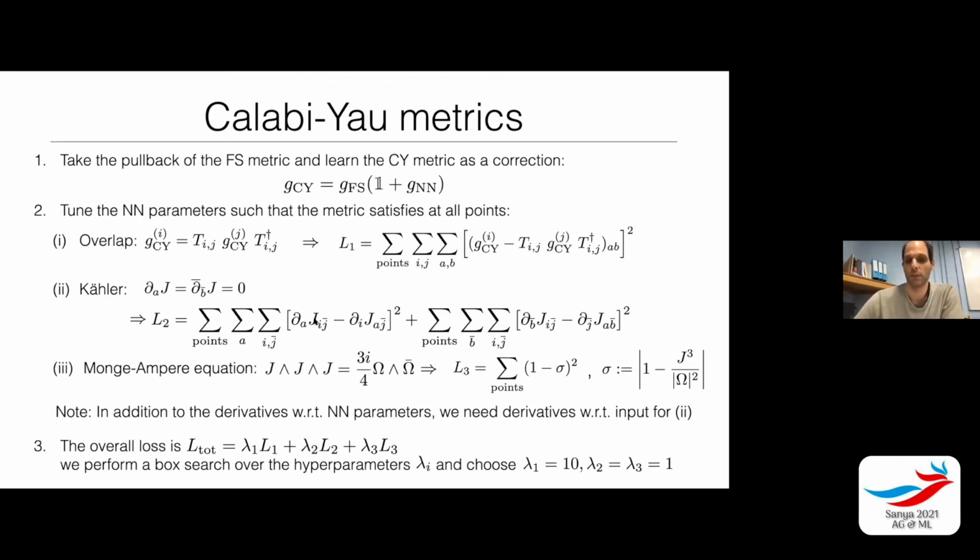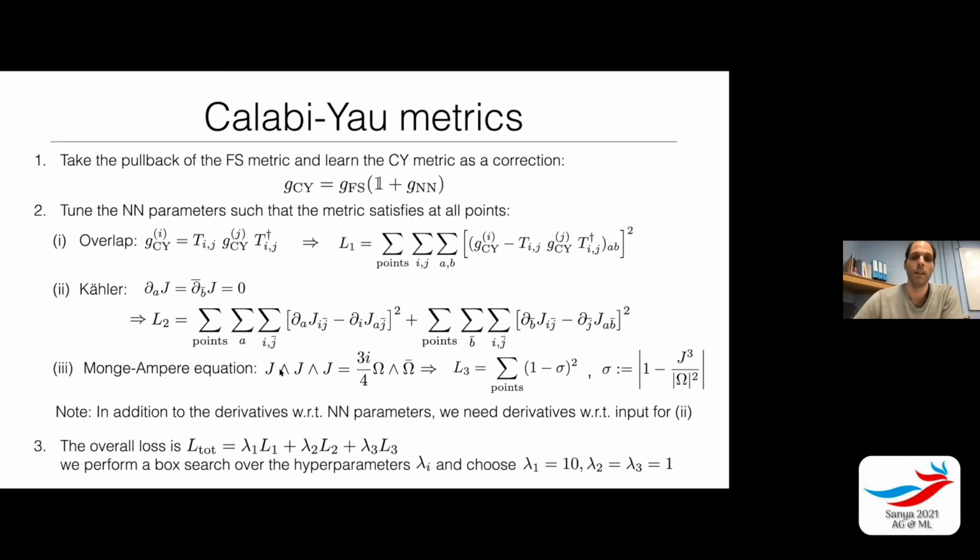Again, this has many different terms of the form, for example, this dAJ will be of the form dI J-bar minus dI dA J-bar, and we just sum over all the terms that appear in dJ equals 0 and take the mean square of that. And thirdly, there's the Monge-Ampère equation, J cubed equals omega squared. In this case, we compute the deviation of J cubed from omega squared, meaning we look at 1 minus J cubed over omega squared.